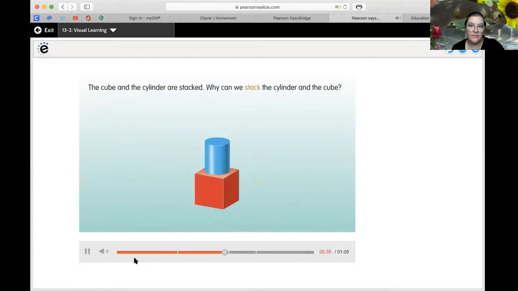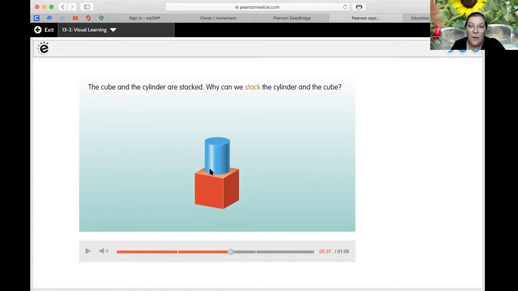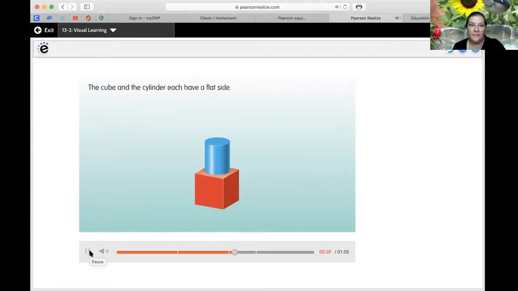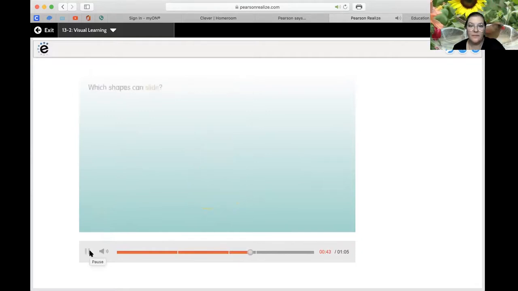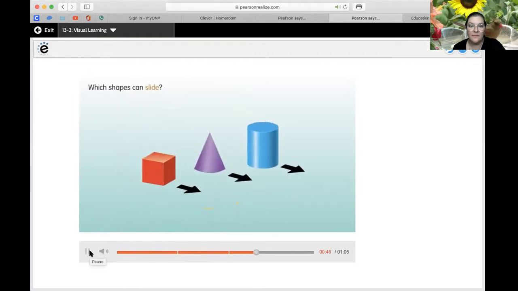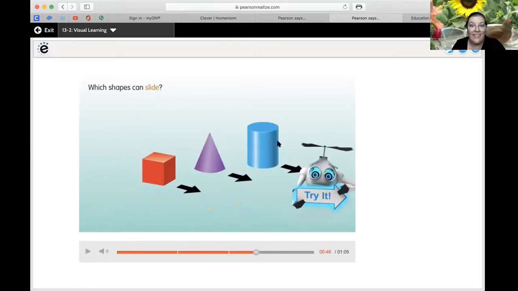The cube and the cylinder are stacked. Why can we stack the cylinder and the cube? Because they have flat sides that can touch and stack. If you put the rounded side of the cylinder on the cube, would it be able to stack? No, only the flat sides stack. The cube and the cylinder each have a flat side. Which shapes can slide? So the cube and the cone and the cylinder can slide also because they have flat sides.